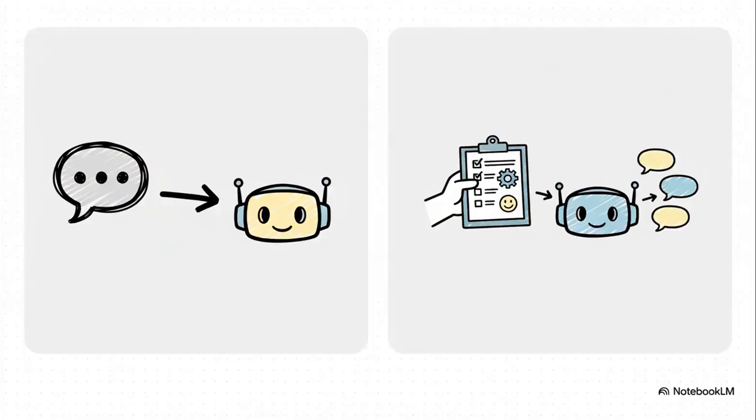See, a regular prompt is just a one-off command you give in a chat. But a system prompt, that's like giving the AI its entire job description before you even start the conversation. You're setting the rules and the personality for the whole chat, which makes the AI way more consistent and powerful.